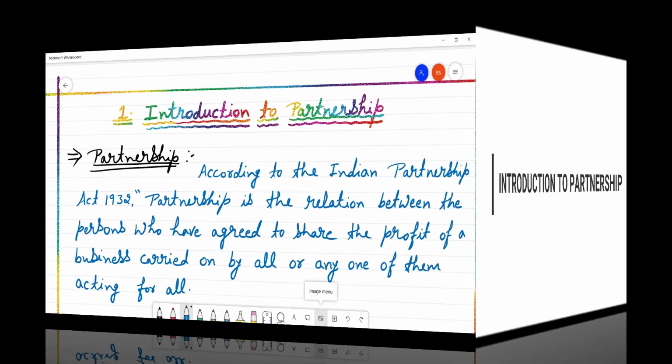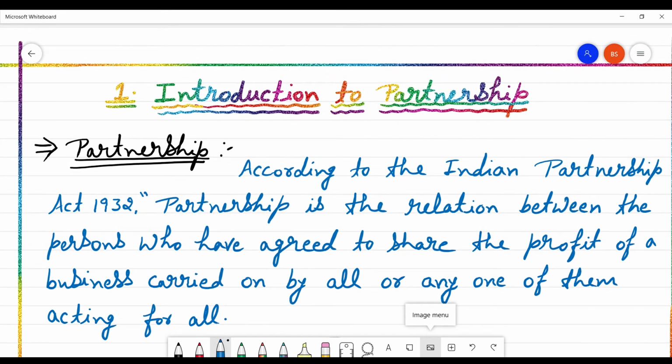Let's start theory. Partnership. What is partnership? According to the Indian Partnership Act 1932, partnership is the relation between the persons who have agreed to share the profit of a business carried on by all or any one of them acting for all.